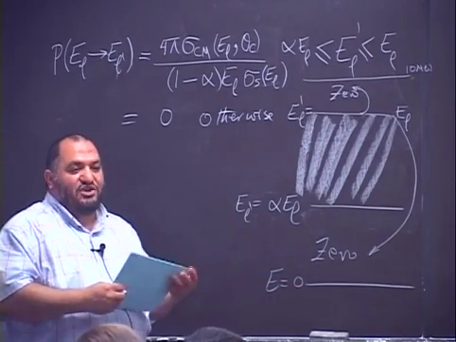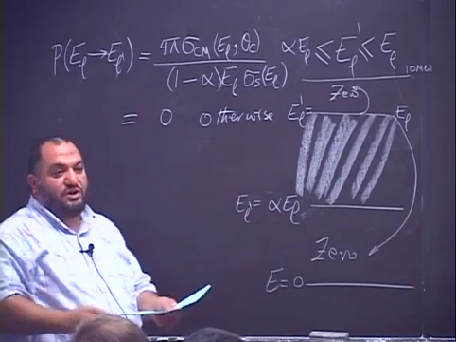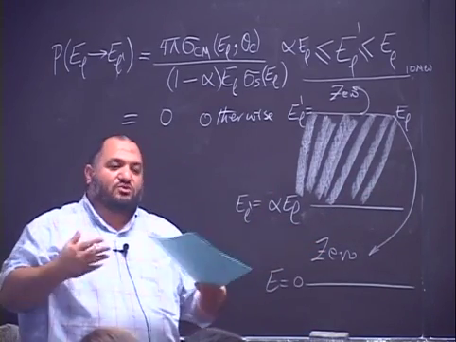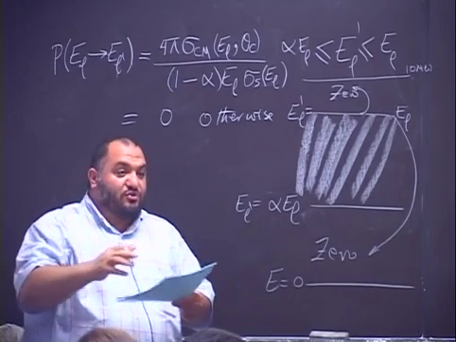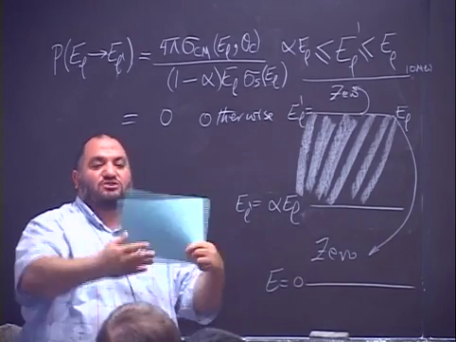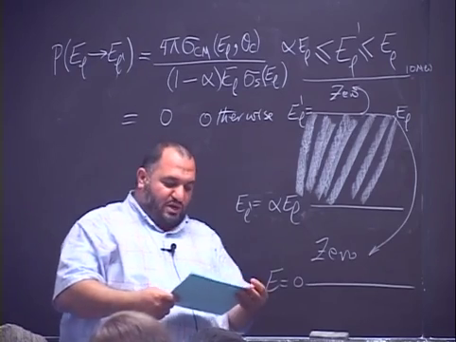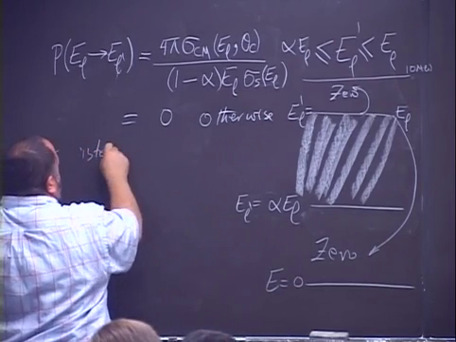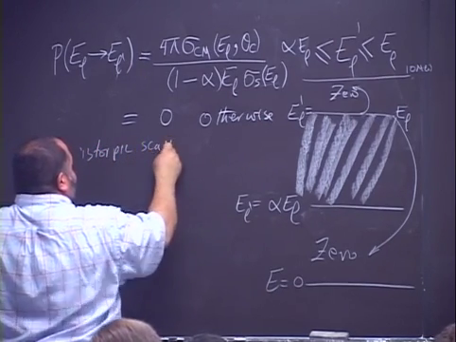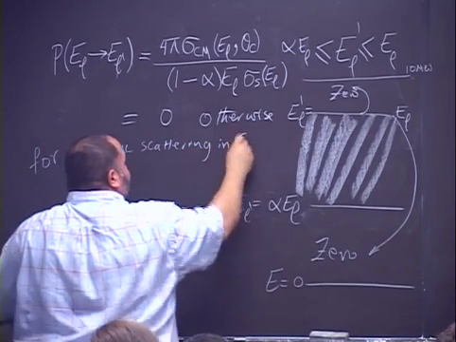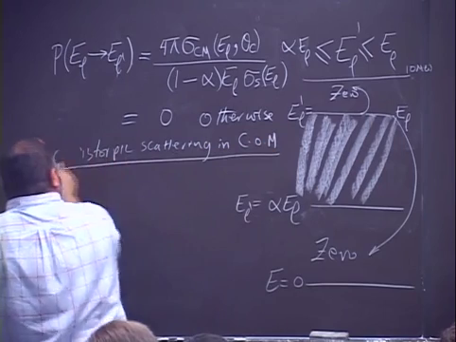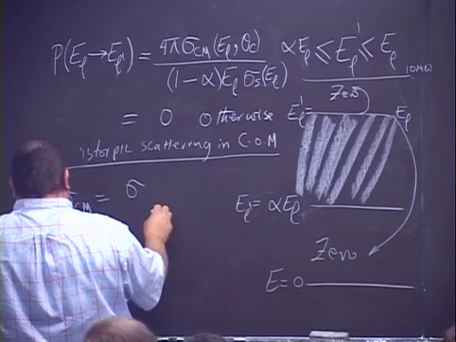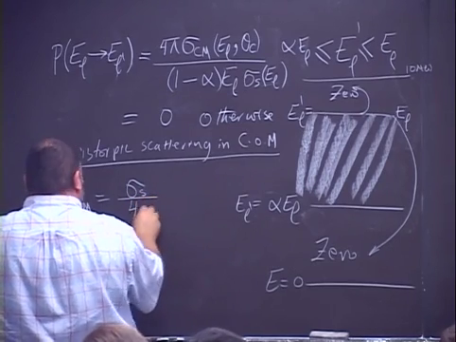If you are very high energetic, you will knock the nucleus and continue moving on, so you will be forward scattered more than backward scattered. But if your energy is not so high, in the center of mass, usually the probability will be isotropic. So in this case, for isotropic scattering in center of mass, I can represent sigma center of mass as equal to sigma scattering divided by 4 pi.